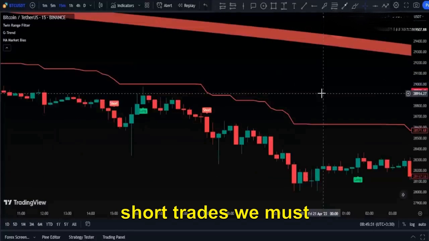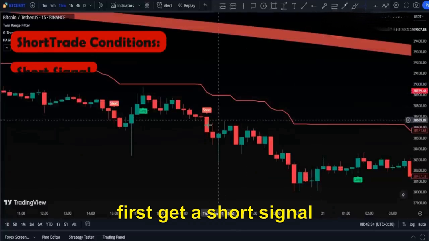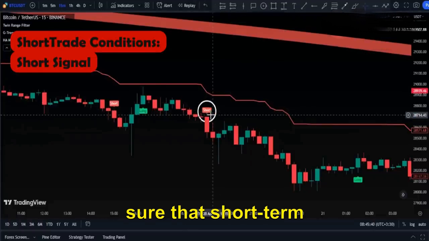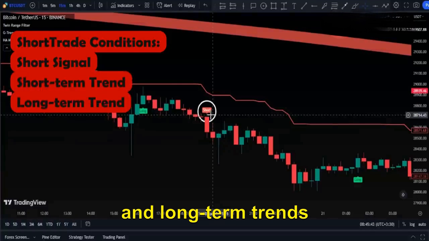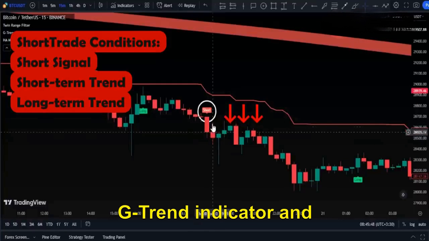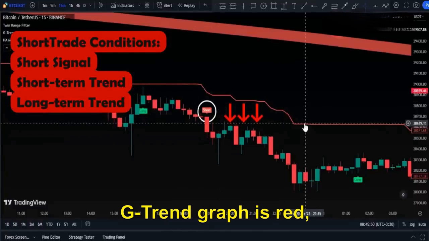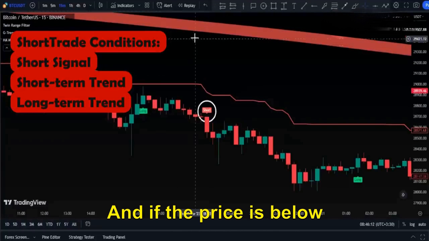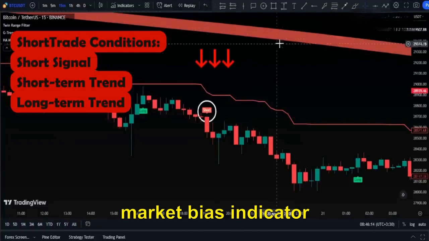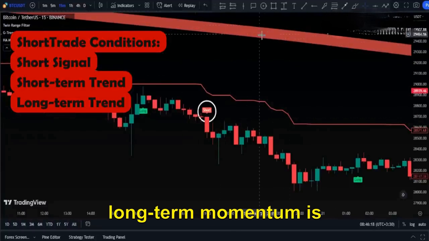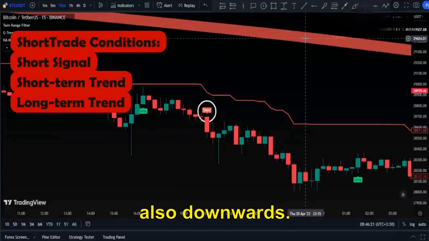Also, for entering short trades, we must first get a short signal from the Twin Range Filter indicator. After that, we have to be sure that short-term and long-term trends are both descending. If the price is below the G-Trend indicator and also the color of the G-Trend graph is red, then the short-term momentum is downwards. And if the price is below the market bias indicator and the graph of market bias itself is red, the long-term momentum is also downwards.